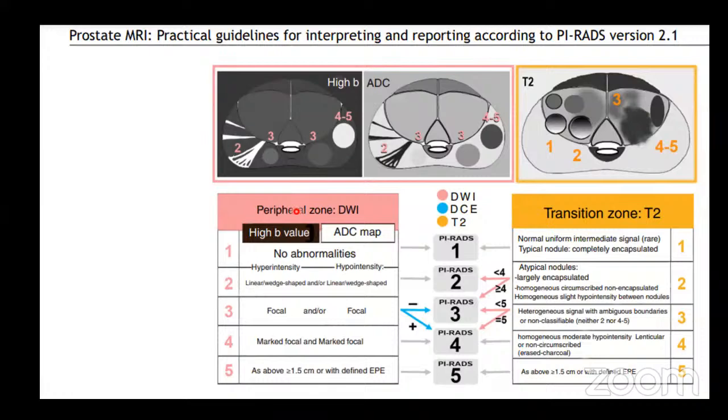In the peripheral zone, the sequence which is most important is diffusion. In the transition zone, the sequence which is most important to be relied upon is T2. So that is first. In the peripheral zone, diffusion will be read first. And what are the 5 options we have? 1, when there is no abnormality on diffusion. According to PIRADS, straight away you can call it PIRADS 1. 2 is a linear or wedge-shaped area of hyperintensity on diffusion and hypointensity on ADC. You can straight away call it PIRADS 2.